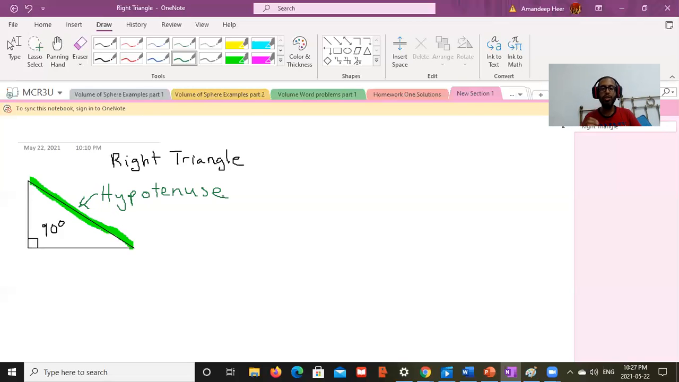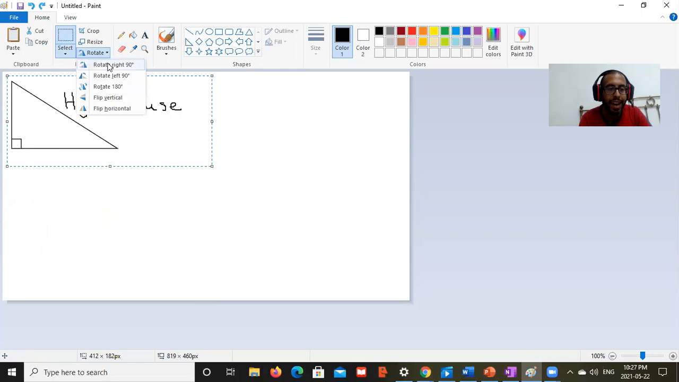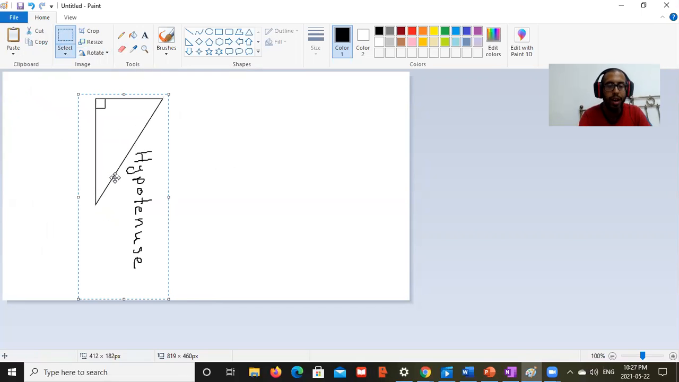Now let us rotate this right triangle and identify the hypotenuse. So here's the same picture, and here's the right triangle. Now, if I rotate this triangle, say 90 degrees, what do you get? What is the longest side here? Well, the longest side is this, right? You see the arrow here? This is still the longest side. So this is the hypotenuse.